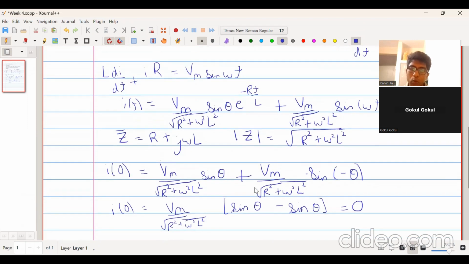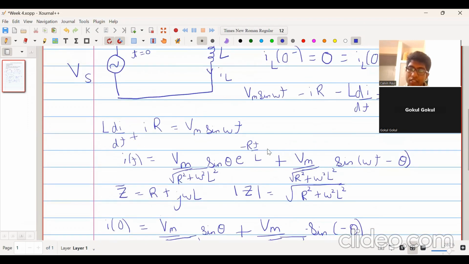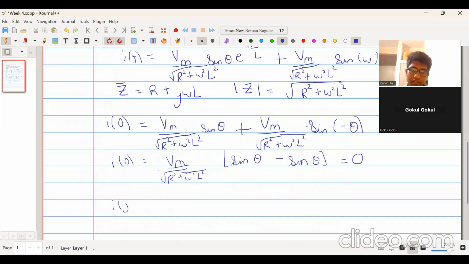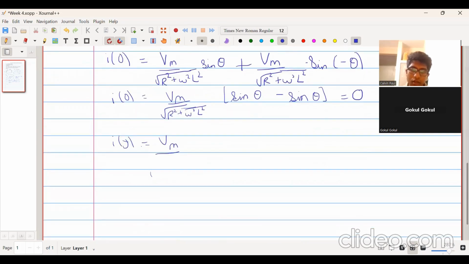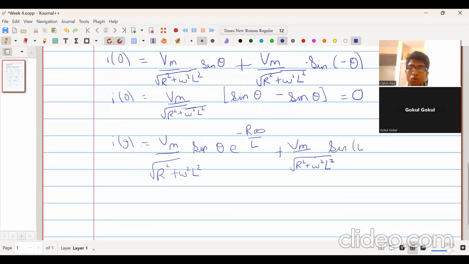Now we will consider a case when t is equal to infinity. Let us substitute t is equal to infinity. Now when we substitute t equal to infinity, we get I of t is equal to Vm upon square root of R square plus omega square L square sine of theta e raised to minus R infinity upon L plus Vm upon square root of R square plus omega square L square into sine of omega into infinity minus 0 minus theta.